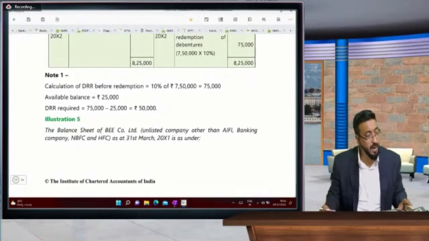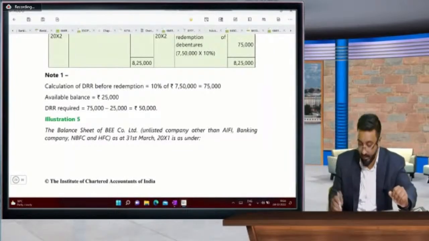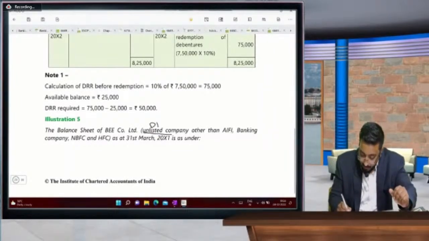Illustration number 5. The balance sheet of B Company Limited, an unlisted company. Unlisted company means DRR is 10% and DRR investment is 15%.